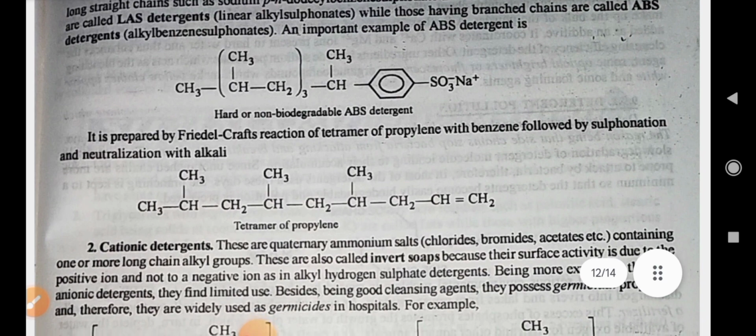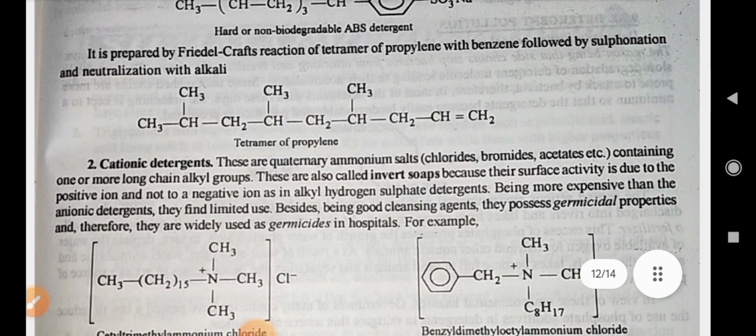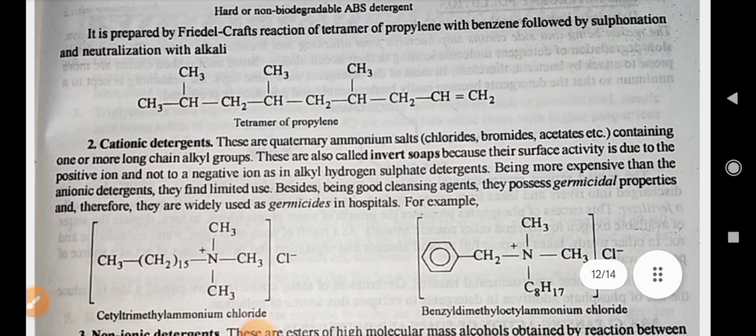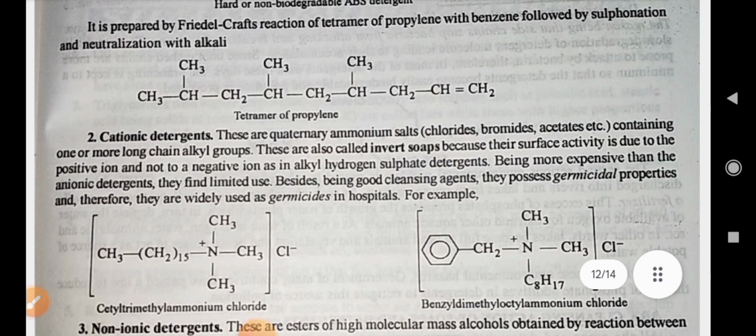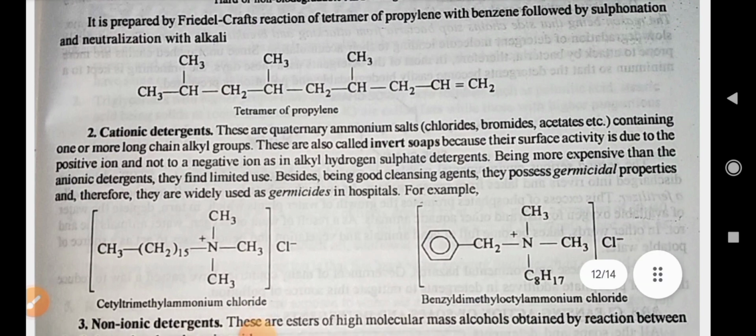An important example of an ABS detergent is this. It is prepared by Friedel-Crafts reaction of the tetramer of propylene with benzene, followed by sulfonation and neutralization with alkali.